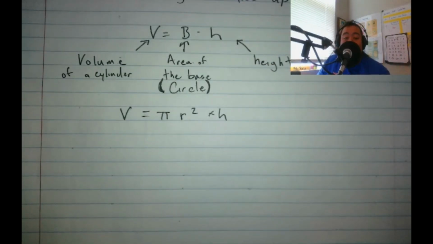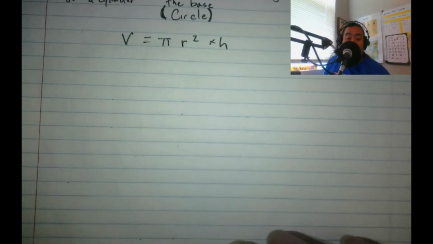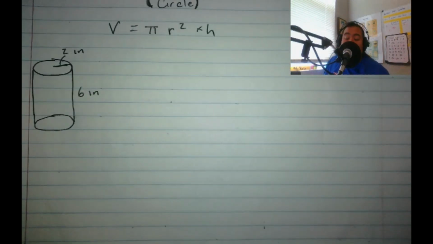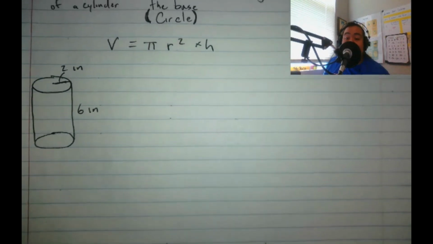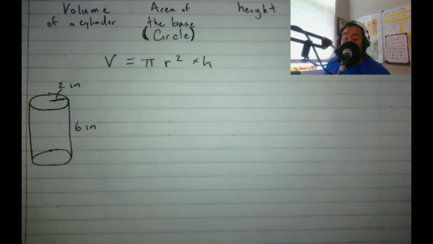Alright, so let's go ahead and look at one of these problems so we can work it out. Alright, so here I have my cylinder. Whenever I'm trying to find the volume of my cylinder, the first thing I like to do is make my table to help me figure out all the steps I need to do to find the volume of a cylinder. So the first thing I'm going to do is set up that table.